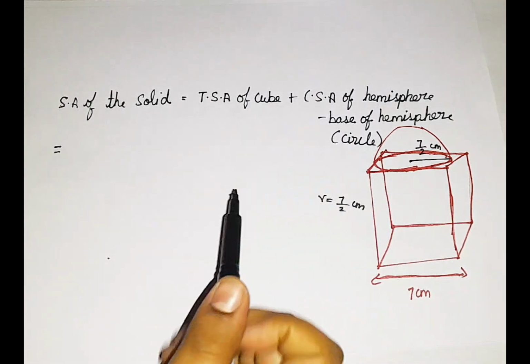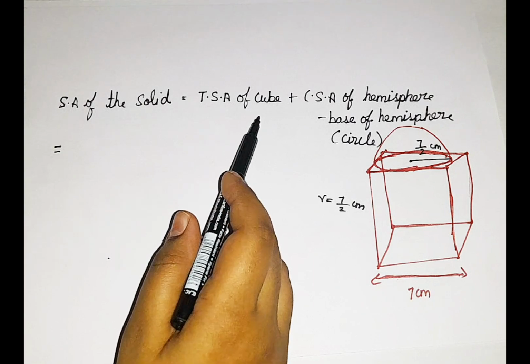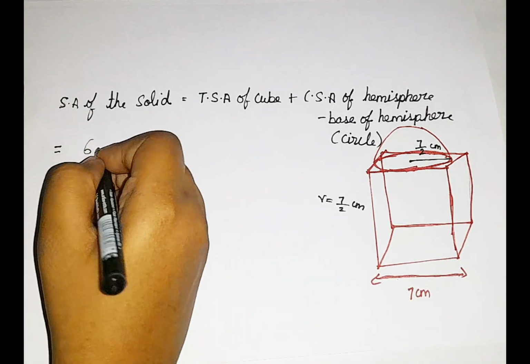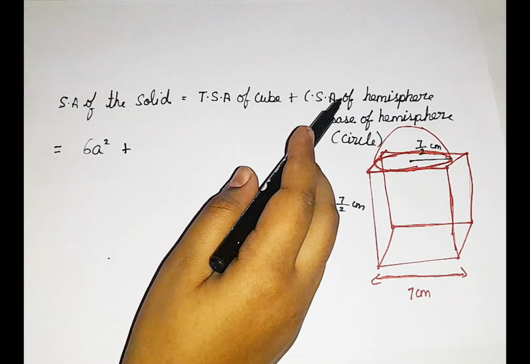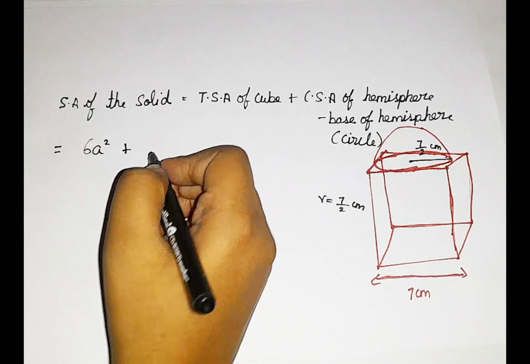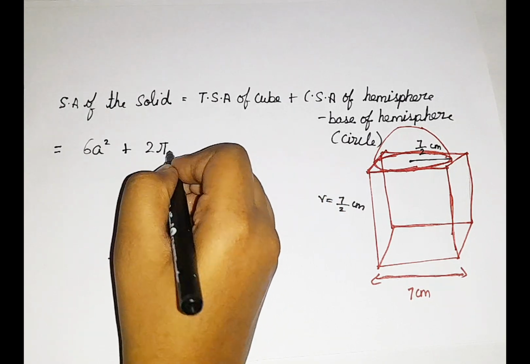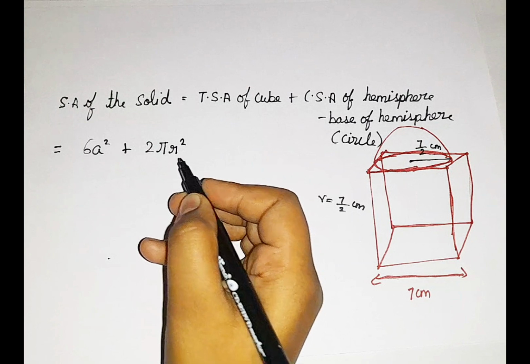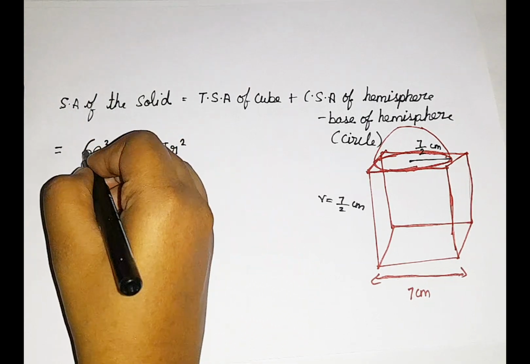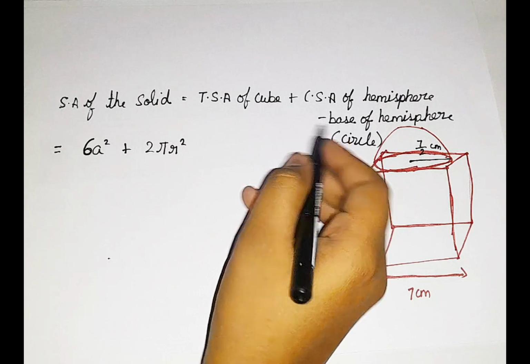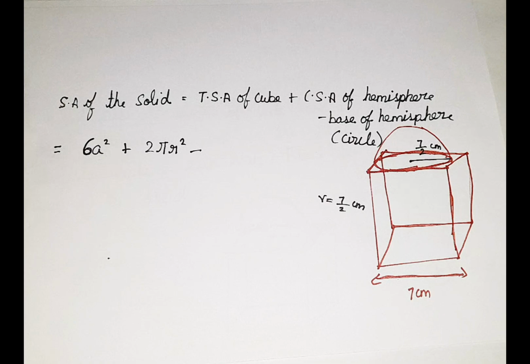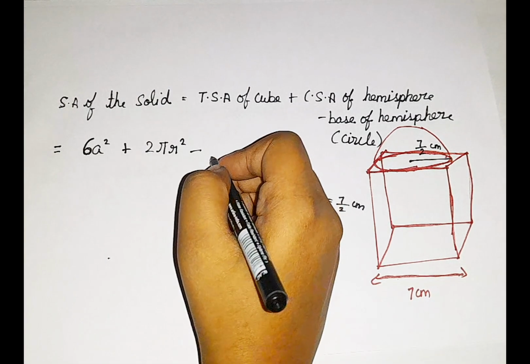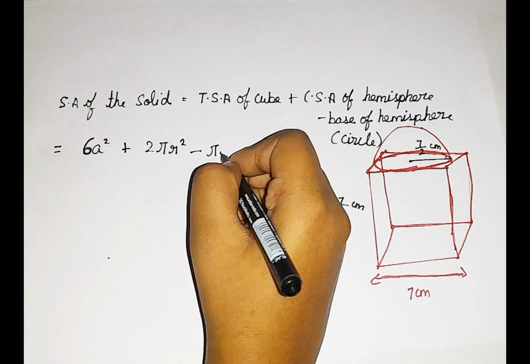Now what is the total surface area of cube? The total surface area of cube is 6a square, plus, and what is the curved surface area of hemisphere? The curved surface area of hemisphere is 2 pi r square. These are the formulas you are supposed to learn. Now we are supposed to subtract the base of hemisphere. The base is in the shape of a circle, and the formula for circle is pi r square.